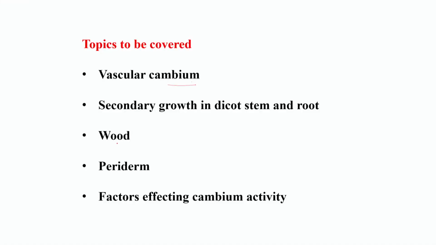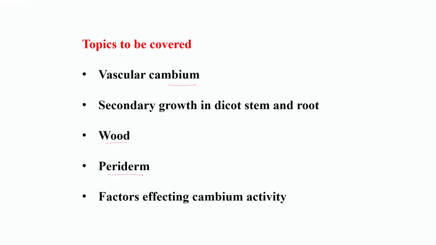Then we will try to understand wood and its composition. When secondary growth occurs, you would have seen that the stem is very broad, and we generally call those parts of the stem which are very hard and thick wood. So we will try to understand what wood actually is, what its composition is, and how different wood structures vary to determine the nature of that wood.